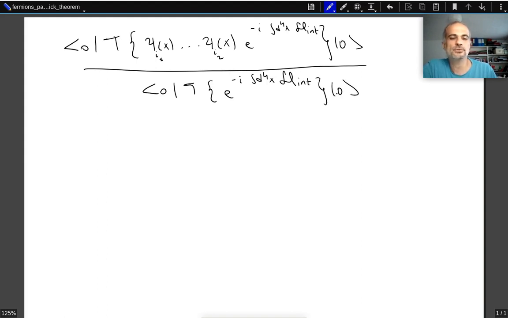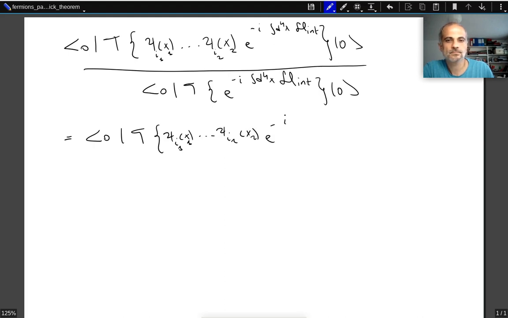And when written in terms of Feynman diagrams, it can also be shown that this is actually equal to just the numerator, but when calculated using Feynman diagrams, only the connected diagrams should be taken into account.